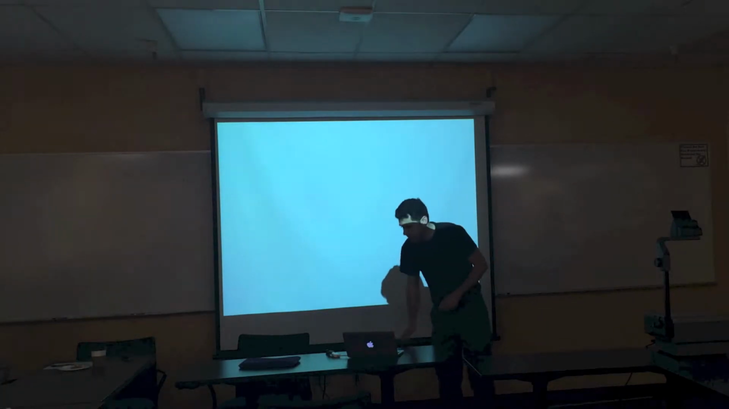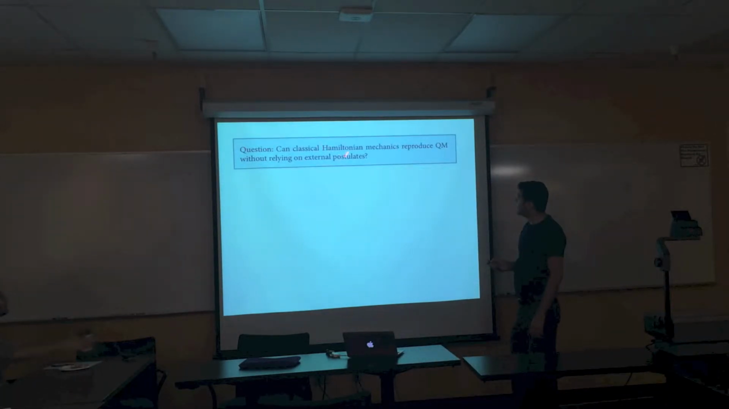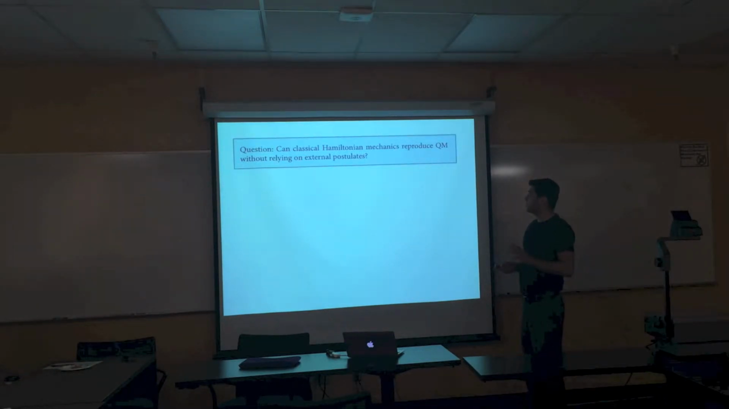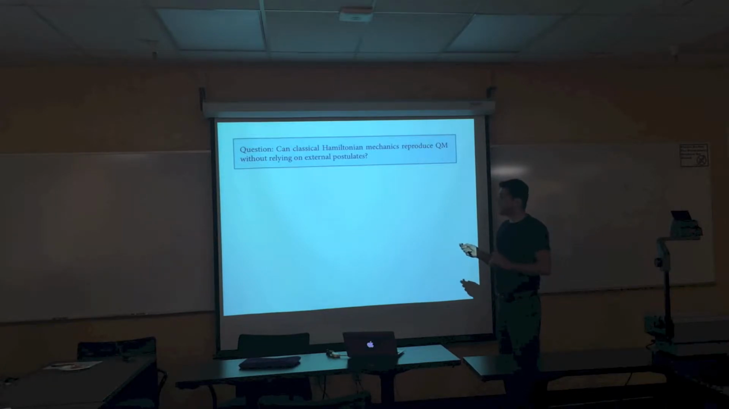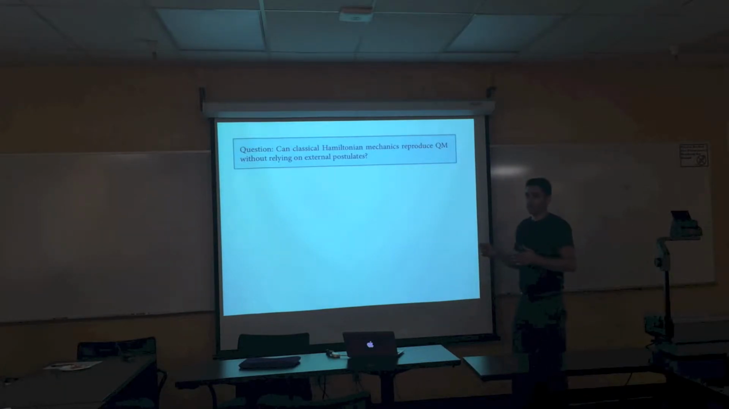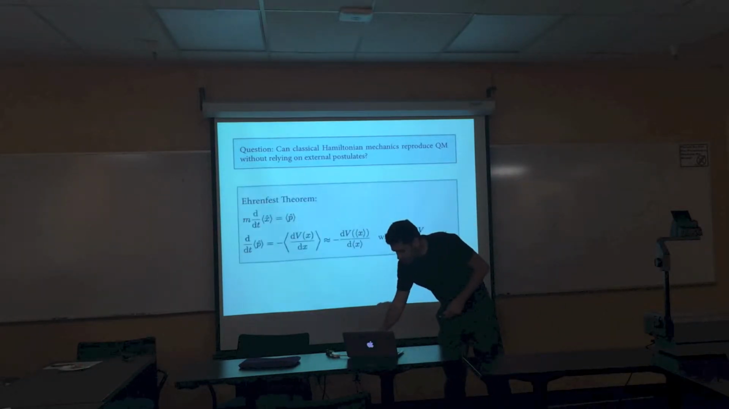So the basic question I want to ask is, can classical Hamiltonian mechanics reproduce quantum mechanics without relying on external postulates? And the important word here is reproduce. It doesn't mean derive, or predict quantum mechanics, but simply reproduce conventional non-relativistic quantum mechanics without relying on any concepts outside of classical mechanics, such as, for example, the correspondence principle or Ehrenfest's theorem. So let's review those postulates briefly.